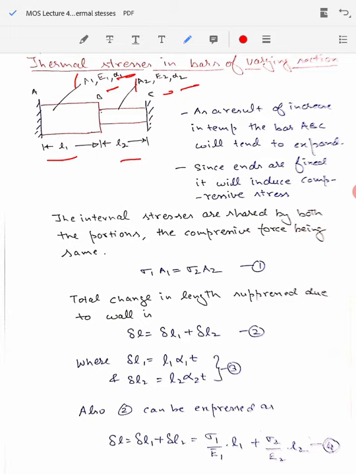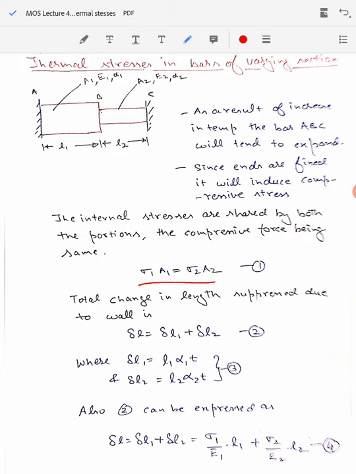As a result of increase in temperature, this bar ABC will tend to expand. If the temperature is increased, this will try to expand, and there are rigid walls at the end, they are not allowing it to expand, so they will set up compressive stresses in this bar. The internal stresses produced in this bar will be shared by both the portions, while the compressive force acting in this bar for each of these sections will be equal.